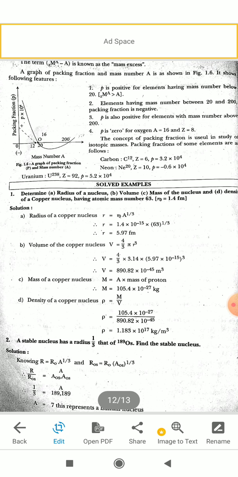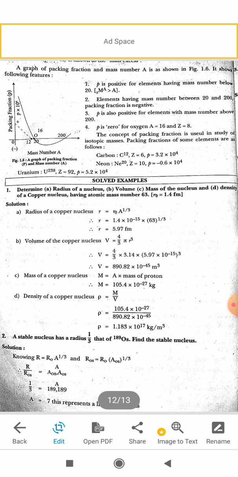Then the density of copper, that is in the range of 10 to the power 17. So mass is 105.4 into 10 to the power minus 27, and we also calculated the volume, that is 890.82 into 10 to the power minus 45. So if you calculate, we are getting 1.183 into 10 to the power 17 kg per meter cube.